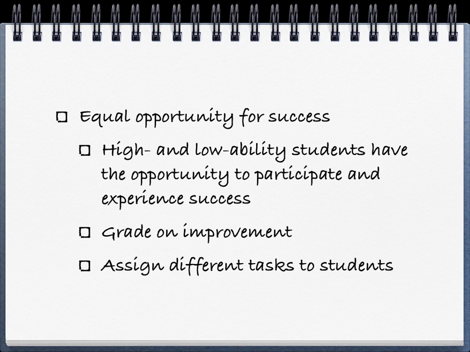Another type of characteristic is the equal opportunity for success. This is when you give the high and low ability students the opportunity to participate and experience success. You want to mix the high and low ability students in the groups, and then you want to grade them on improvement. And you would also assign different tasks to the assignments.